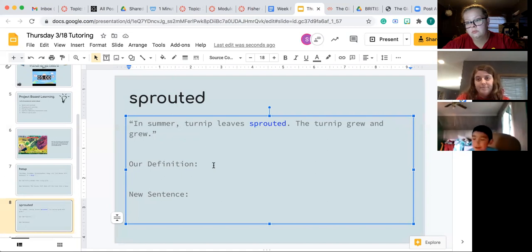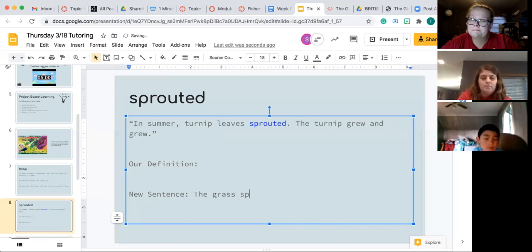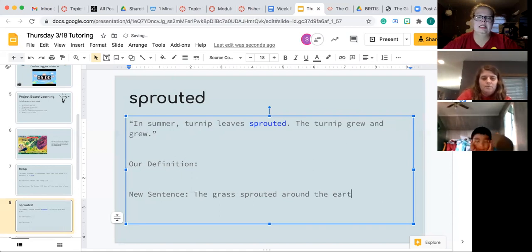In winter, the snow covers the grass, and then the grass spreads around the earth. Should we write our sentence first? Is that what you're saying, Stanley? Yeah. Okay, so tell me more. Let's use sprouted in a sentence about that grass. Okay. The grass sprouted around the earth. I think that's a great sentence, Stanley.